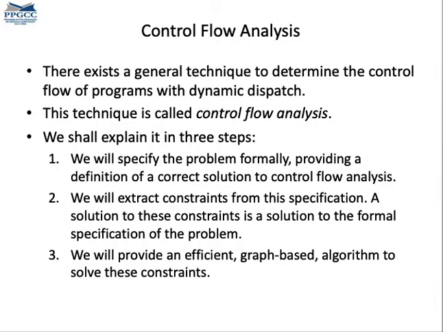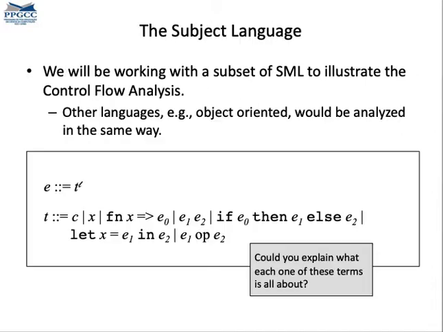To explain how control flow analysis works, we will do it in three steps. First, we will specify the problem formally, explaining what a correct solution to this problem must be. Then, as a second step, we will show how to extract constraints from the program's code. A solution to these constraints satisfies the requirements stated in the first step. Then we will introduce an efficient graph-based algorithm to solve these constraints.